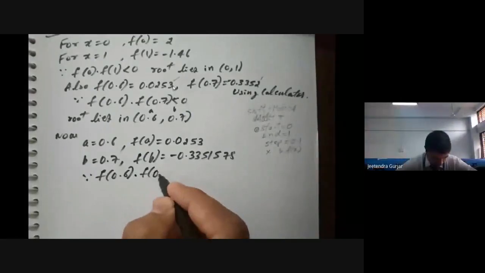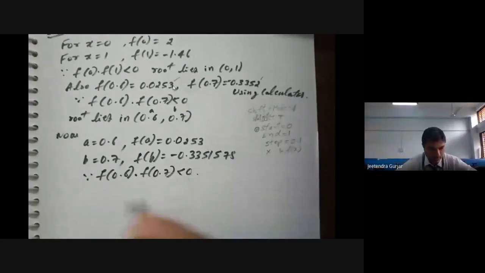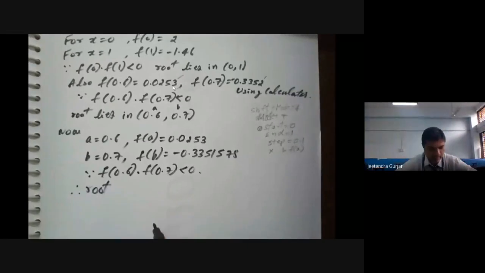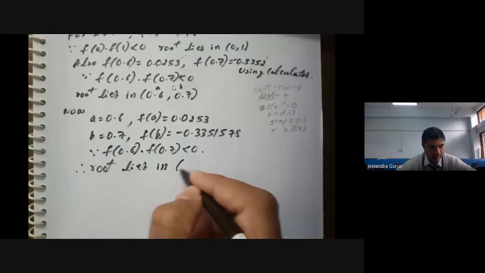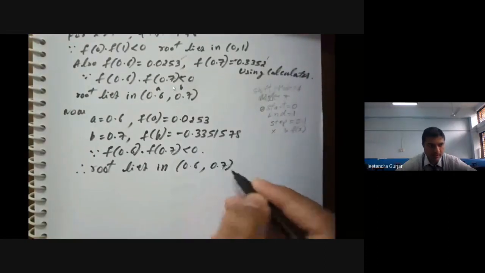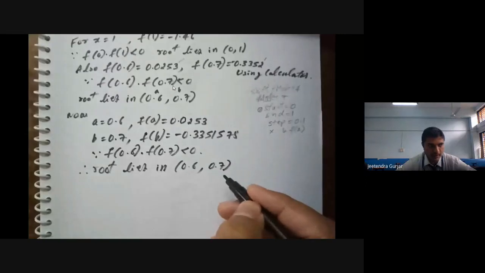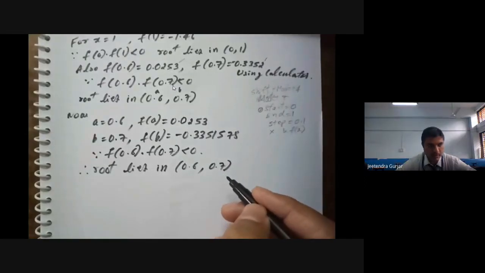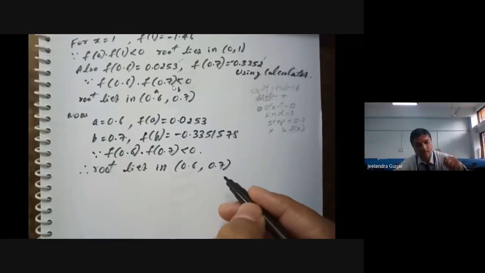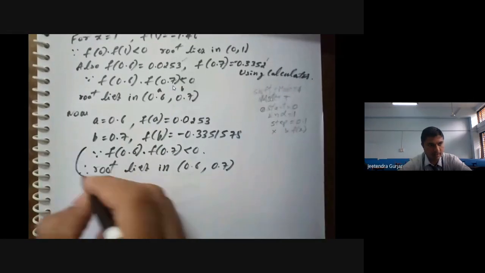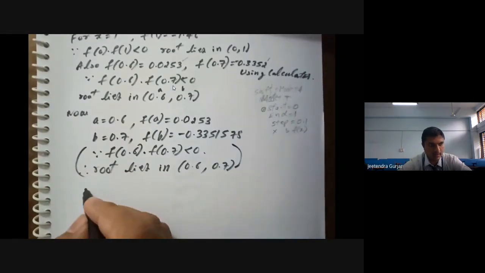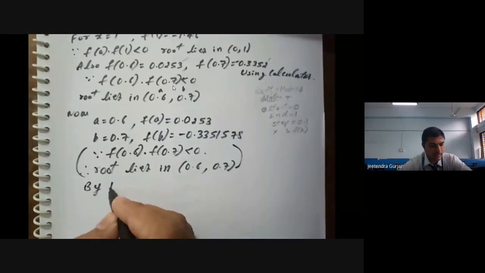f of 0.6 into f of 0.7 is less than 0. Therefore, as I already told you, the root lies between 0.6 and 0.7. I have repeated this step once again for everyone. Why do we take these as roots? Because they lie between a positive and a negative value, so we take the product as less than 0. Now these will become our initial values. Yes, this is our first initial value. So by using this, we'll go with the regula falsi method.